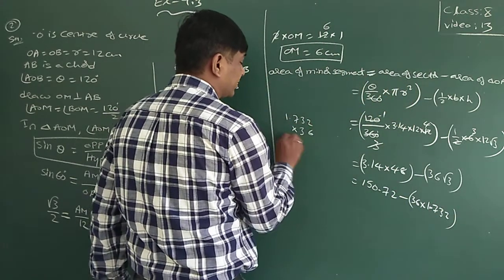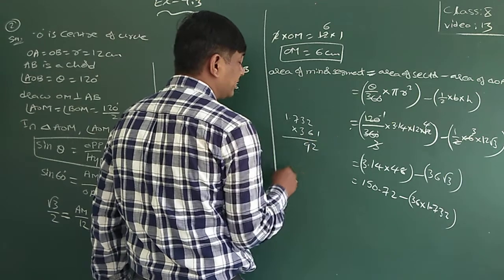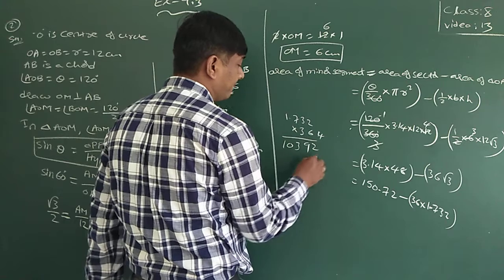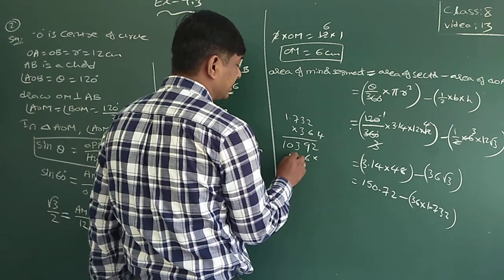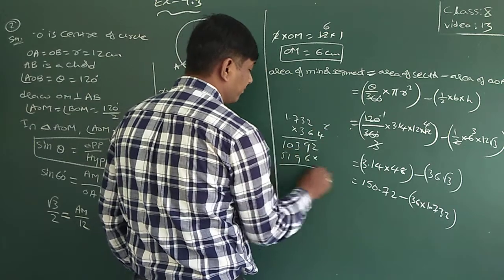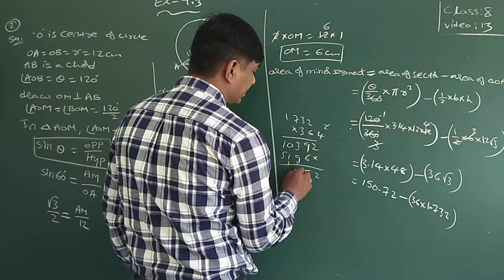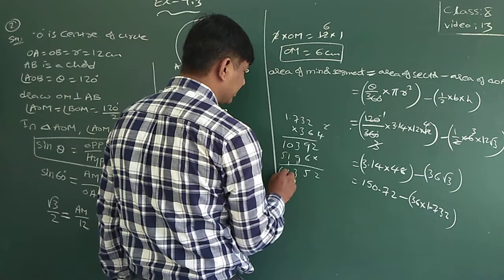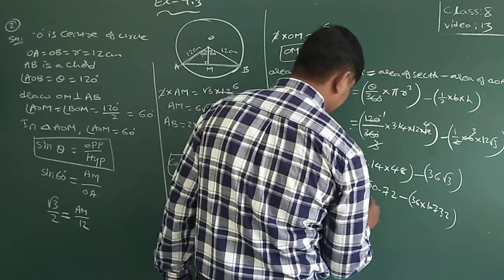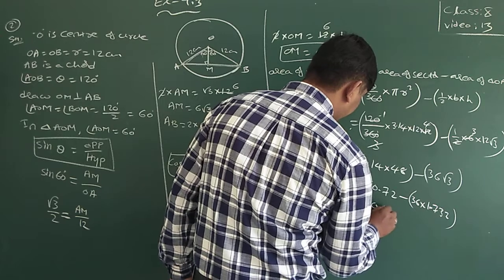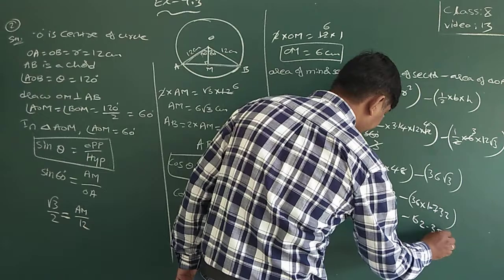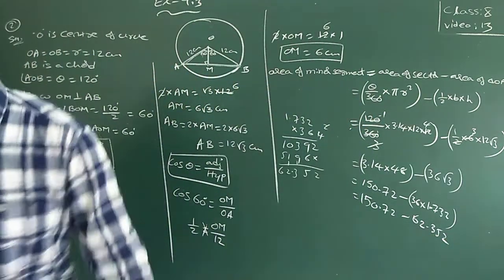1.732 into 36: 6 twos are 12, 6 threes are 18 plus 1 is 19, 6 sevens are 42 plus 1 is 43, 6 ones are 6 plus 4 is 10. Then 3 twos are 6, 3 threes are 9, 3 sevens are 21, 3 ones are 3 plus 2 is 5. That is equal to 150.72 minus 62.352. Subtract them.